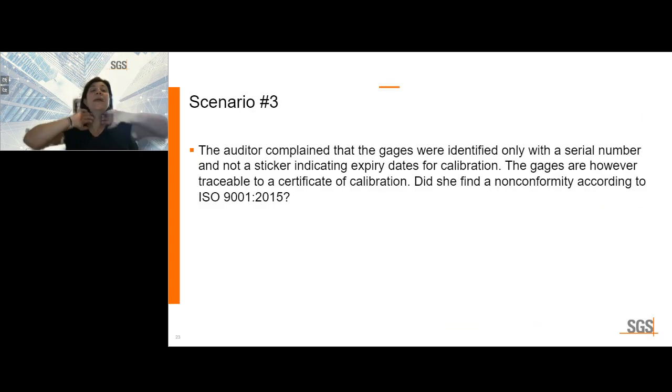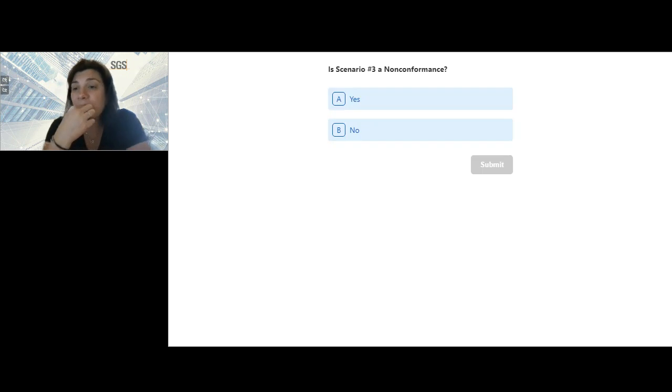The auditor complained that the gauges were identified only with the serial number and not a sticker indicating expiry dates for calibration. The gauges are, however, traceable. They are traceable to a certificate of calibration. Did the auditor find a nonconformity according to ISO 9001? So here I'm questioning the sticker. Do I need to have a sticker in this case?